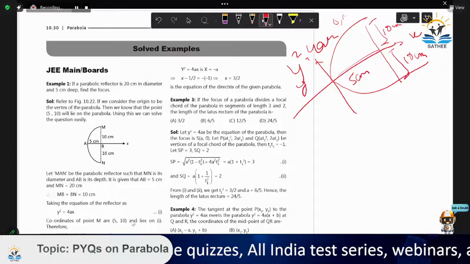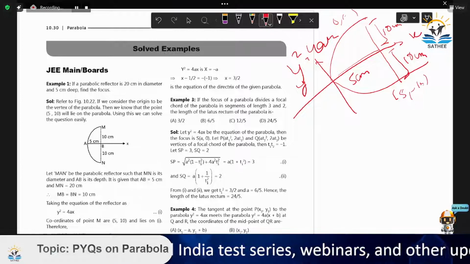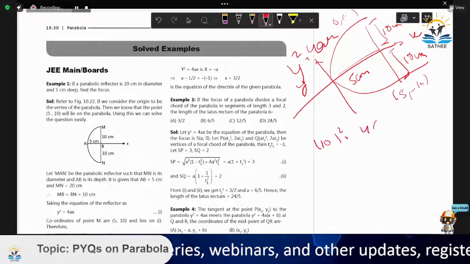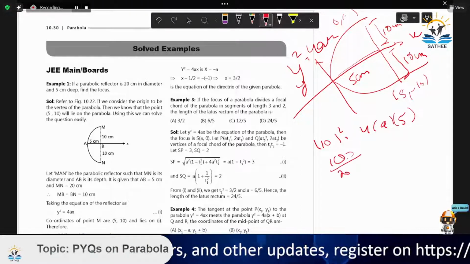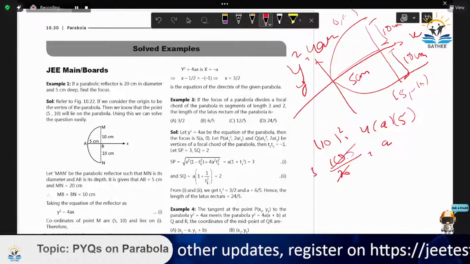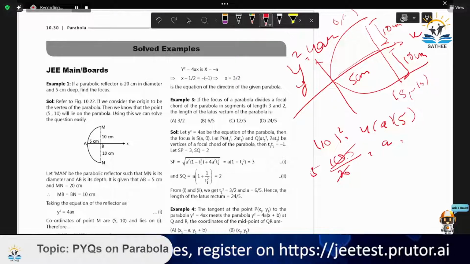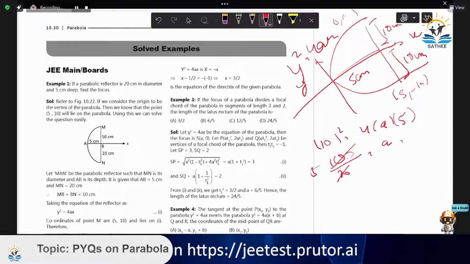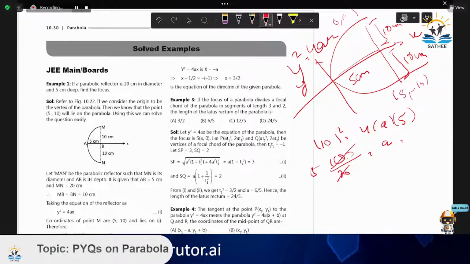The point it would be passing through is 5 comma minus 10. For that, we'll get the value of a here, right? So let's take the value of a. y square is equal to 4 into a into 5, so 100 by 20 is equal to a, and that is 5, right? And we know what our focus is. Our focus is a comma 0, basically. So our focus is 5 comma 0, and that is our a.